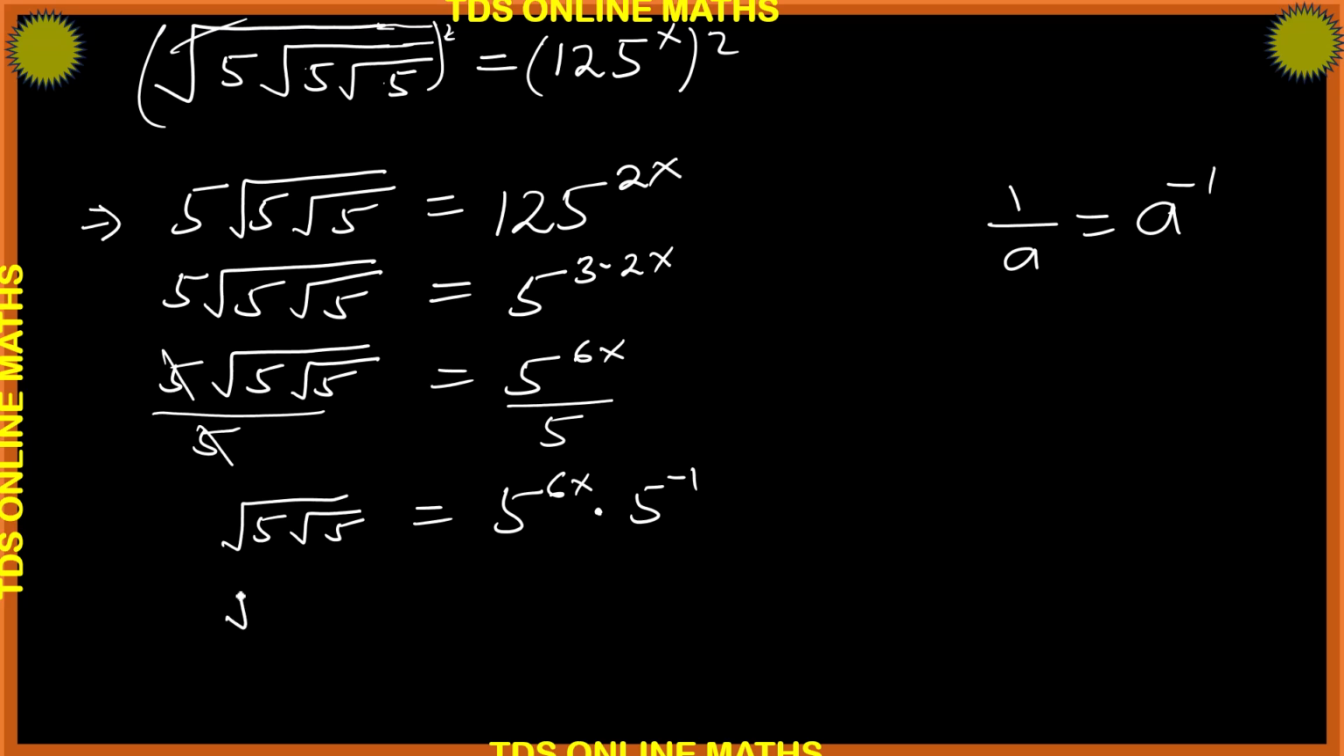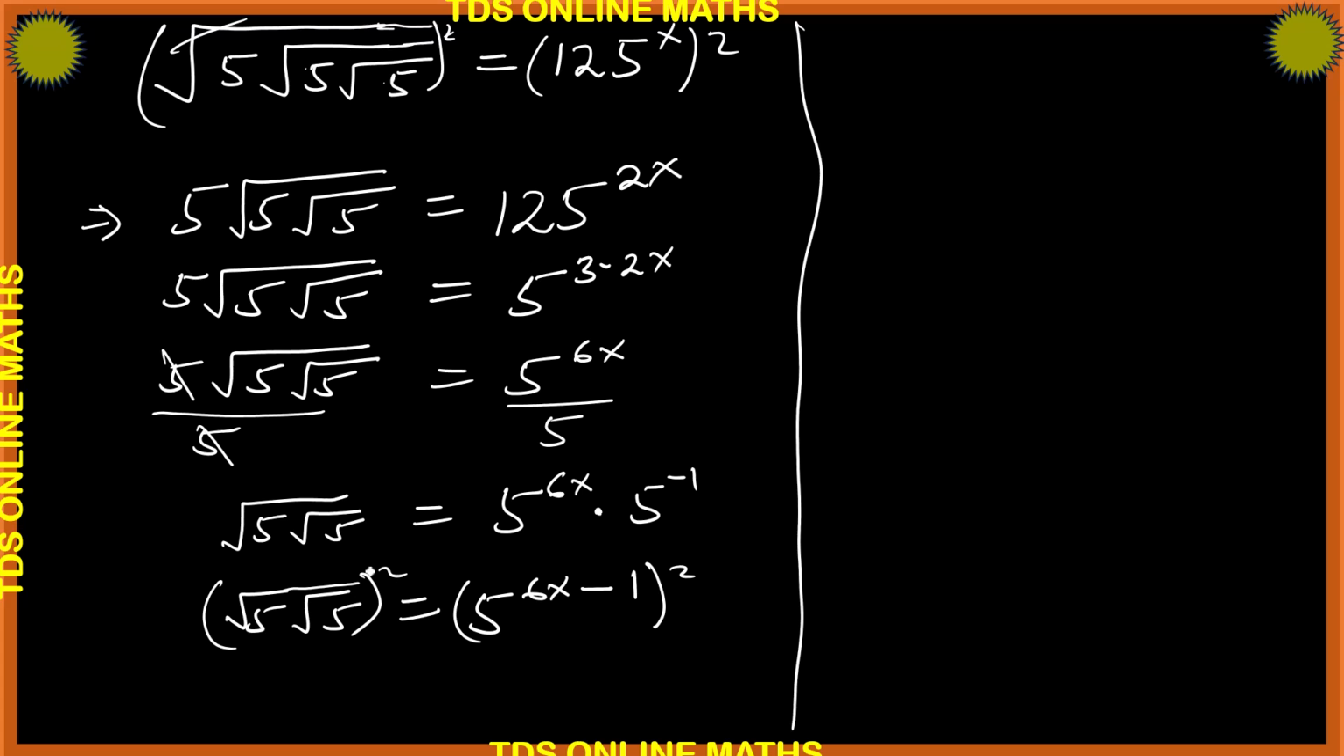Okay, so let's add the powers since the bases are equal. So we have 5 to the power 6x plus -1, so it will be 6x - 1. Okay, now let's square both sides again. We want to get rid of this. So let's square both sides. Now this one will cancel the 5, so this one will be there.